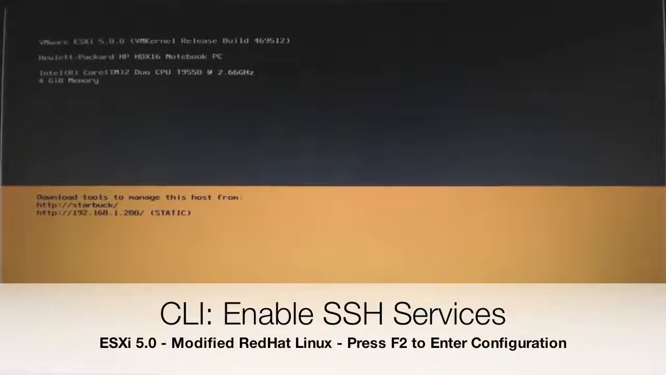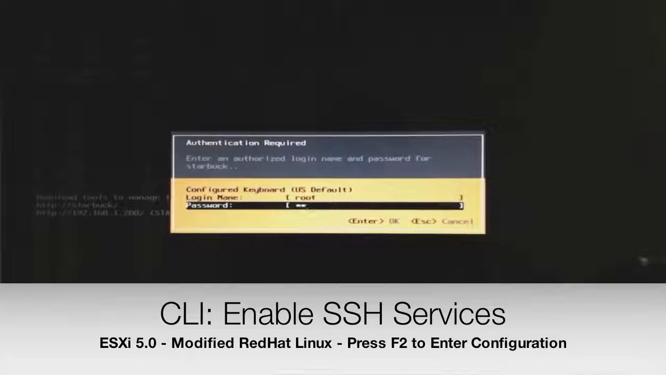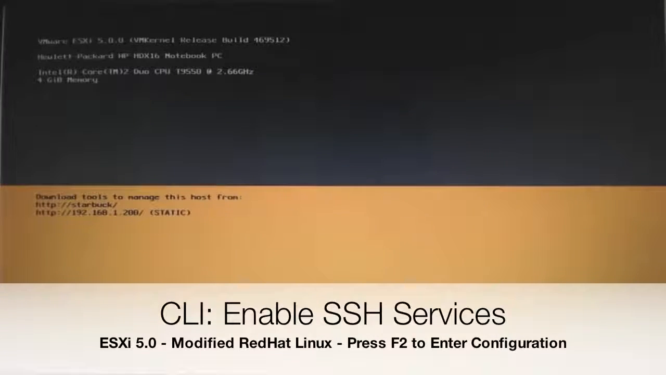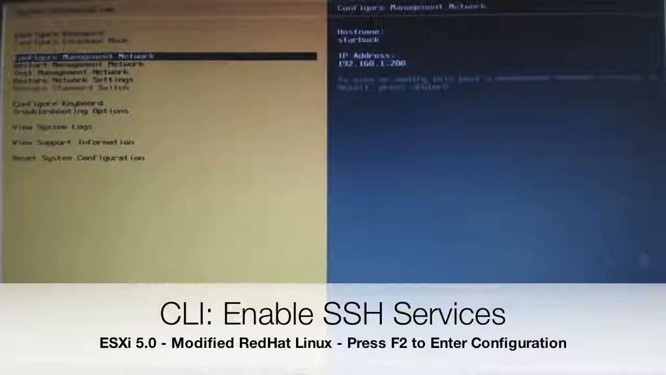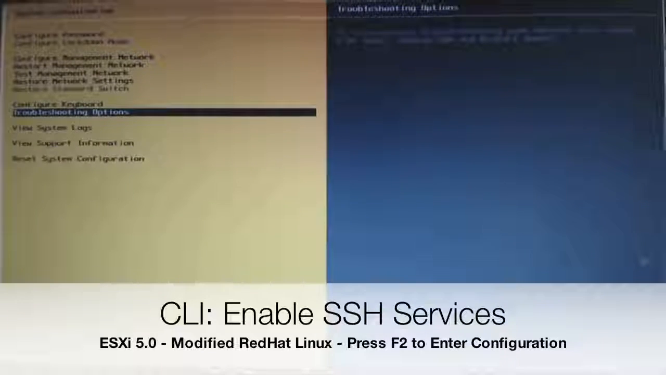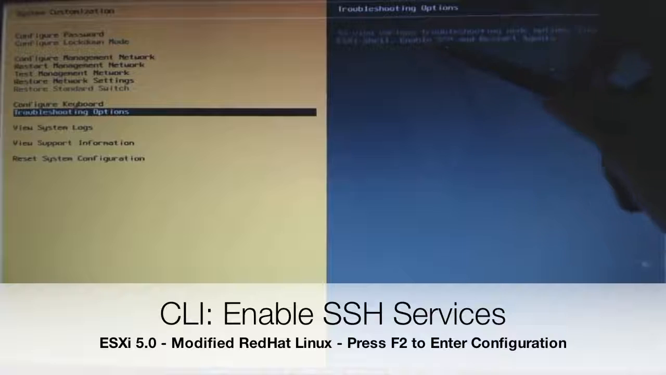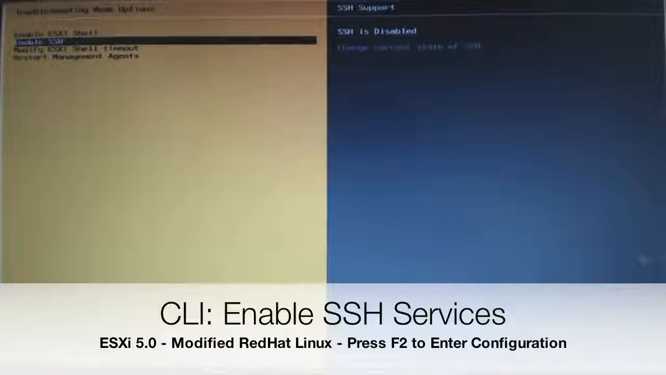If you go over to your console, we're going to press F2 for configuration. Now we're going to type in our root password we set during the installation of our ESXi server. This will bring us to our configuration menu. If you hit the down arrow, we can go down to troubleshooting options. There are a few options here that we can enable: ESXi shell, enable SSH, and restarting the agent. We want to specifically enable SSH so we can get a command prompt into our ESX server.